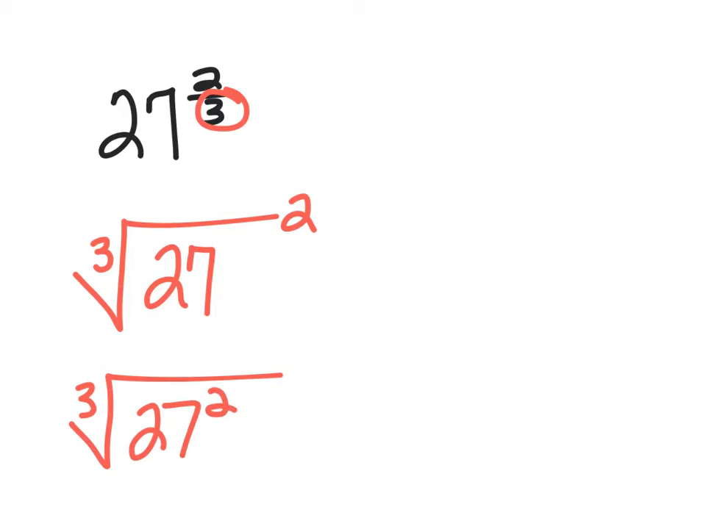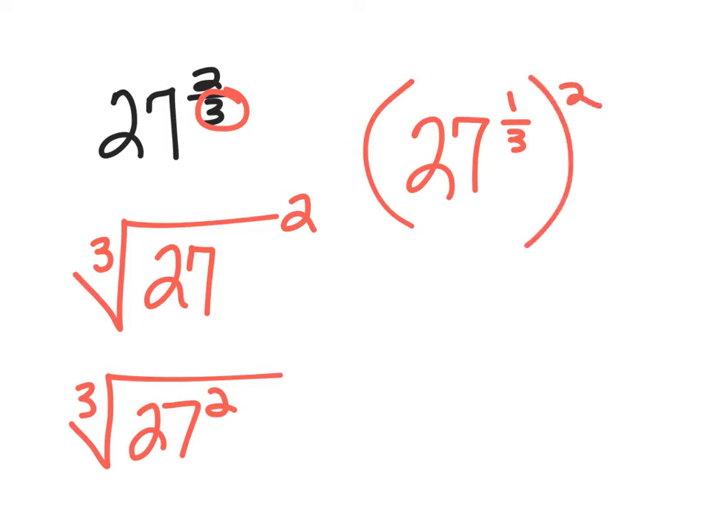Okay, another way to write that, remember, is I could say, okay, let's say I just wanted to do the cube root of 27 first. Could write it like that, and then I could take that to the second power. And remember, the reason you can do that is when you have a power to a power, you multiply, and I would end up with 27 to the 2/3.